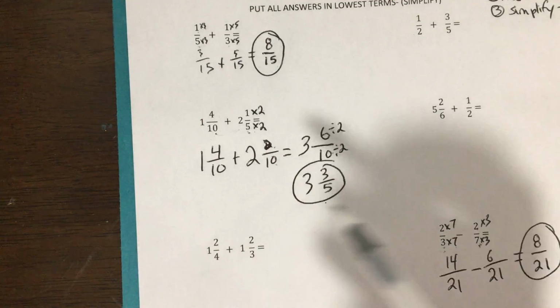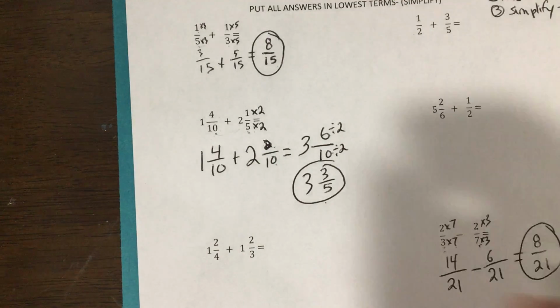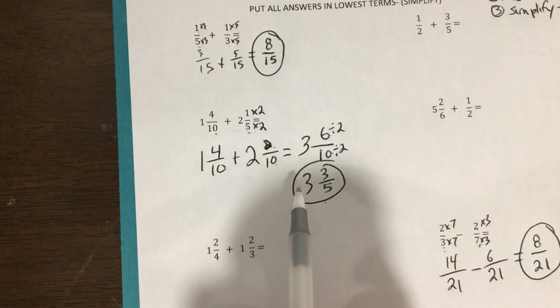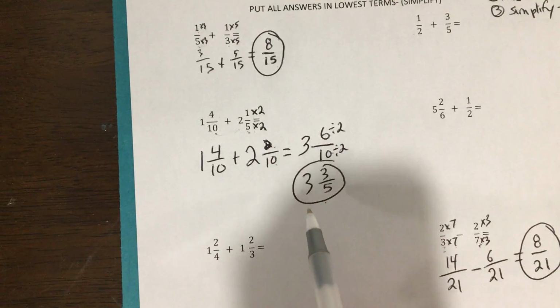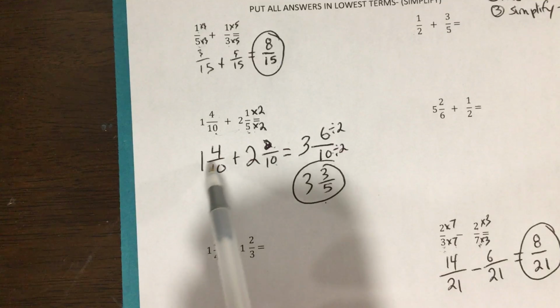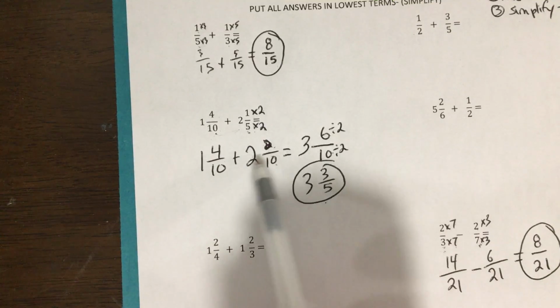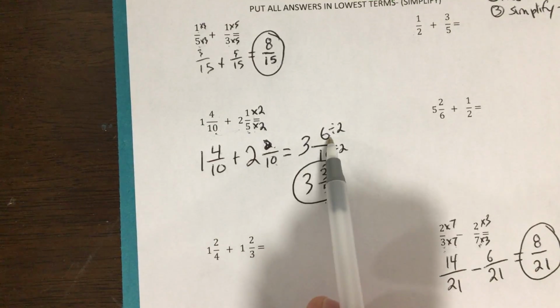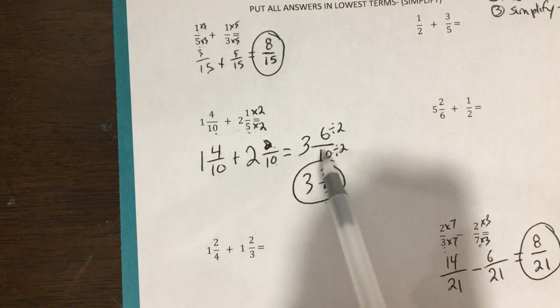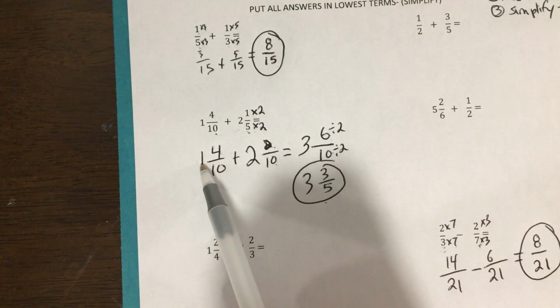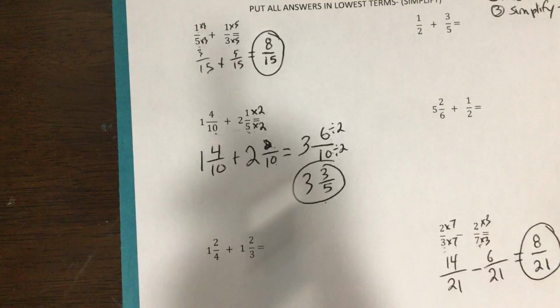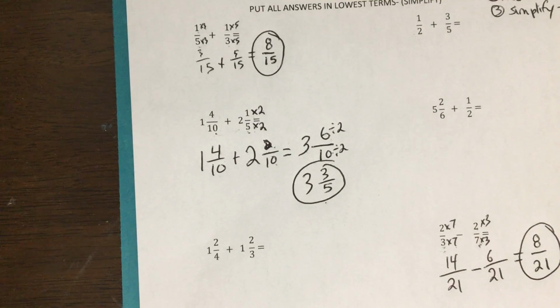All right? The other way that you could do this is you could turn them all into improper fractions and then add them and then flip it back. I like just adding the fractions first. So we went 4 plus 2 is 6. The denominator stays the same, and then just add your wholes. We have 1 whole, 2 whole, gets us 3 wholes. All right. So that's adding mixed numbers.